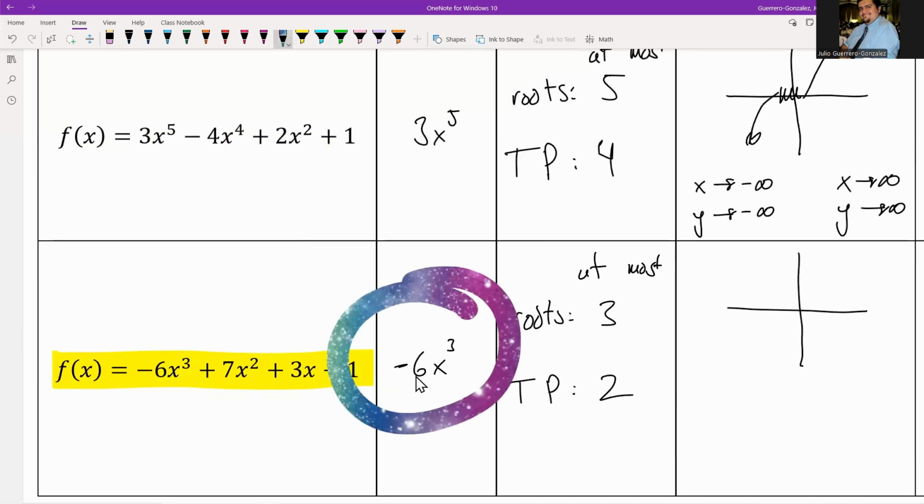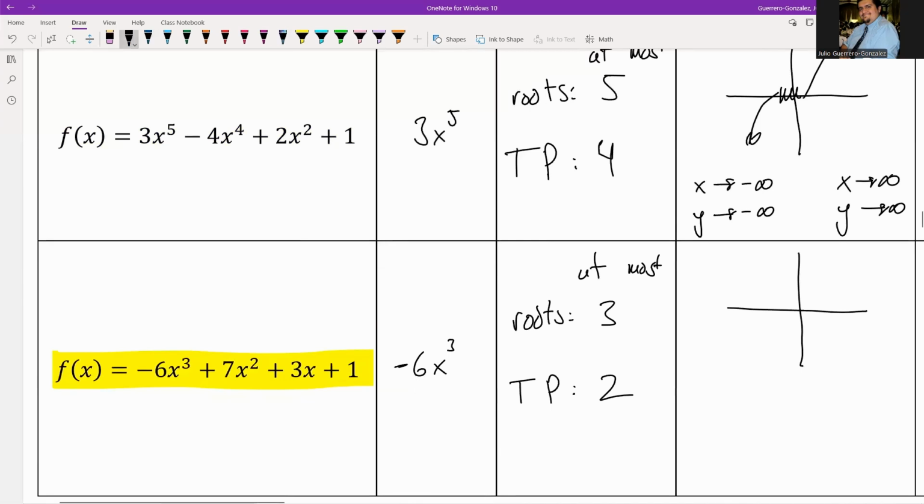Okay, x to the 3rd is a squiggle. It's one of these. Now, it's one of these if it were positive, right? This has a negative in front of it. So we need to flip it. Got it? So our graph is actually going to do this. It's going to whoosh, whoosh, down that way. Gives us everything we need.